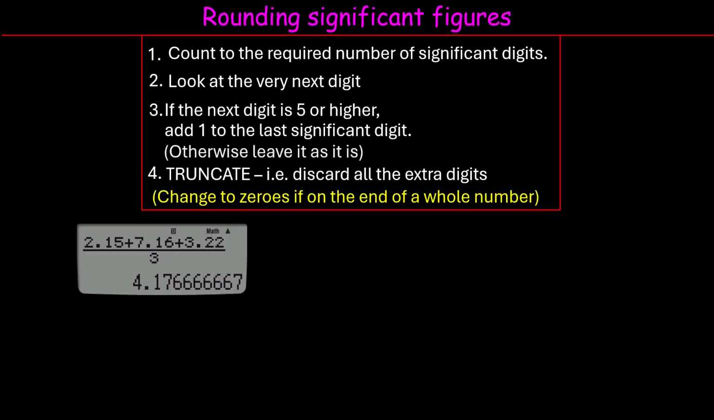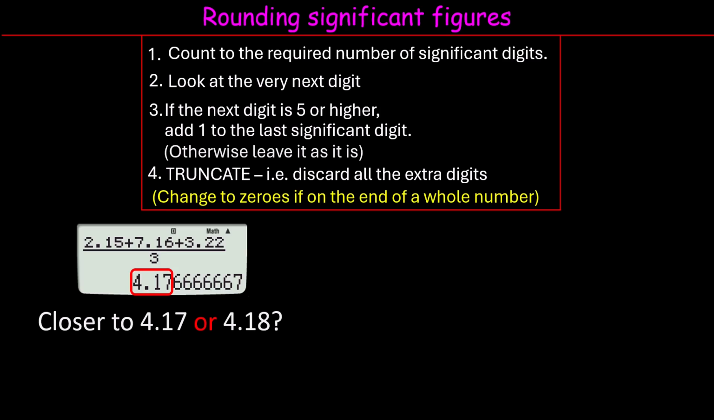Consider this calculator display. Assume we need to round our answer to 3 significant figures. Here are the first 3 significant digits. We simply need to decide whether they remain as they are or whether the last digit will go up by 1. Our rounded answer is either 4.17 or 4.18, whichever the displayed value is closest to. Clearly it is closer to 4.18, but looking at the next digit, we see it is a 6. So being 5 or higher, it tells us to round the 7 up by 1 to an 8.